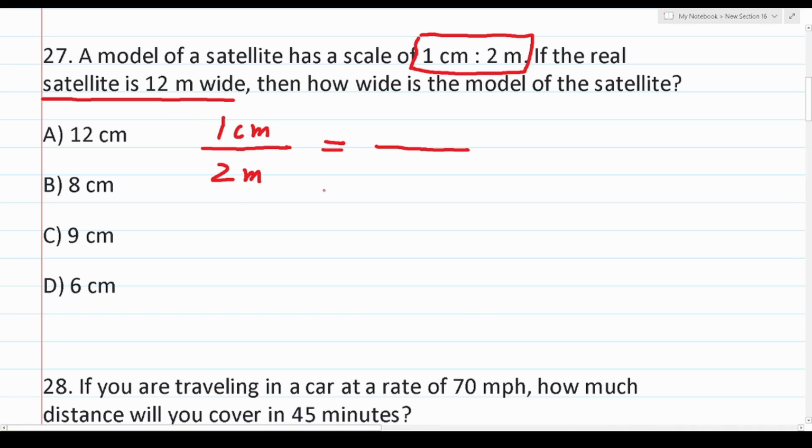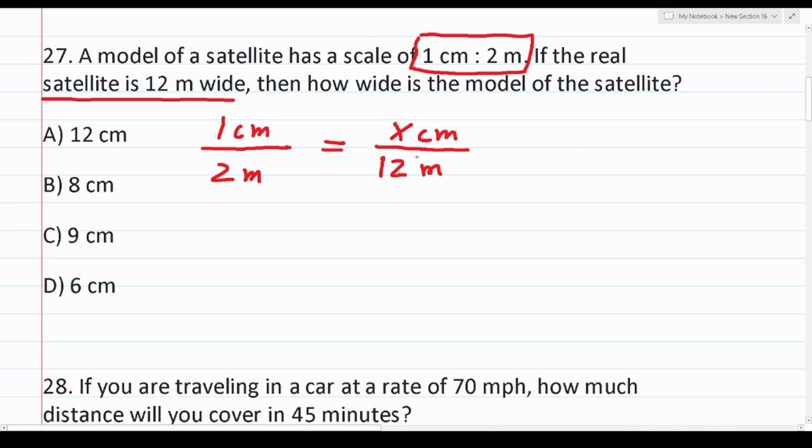So you're probably wondering where you put this in this fraction. Again, we have meters in the denominator over here, so we're going to put 12 meters in the denominator over there. And of course, we want to know how wide the model of the satellite is. Well, this 1 centimeter refers to the model, so we're going to call this x centimeters.